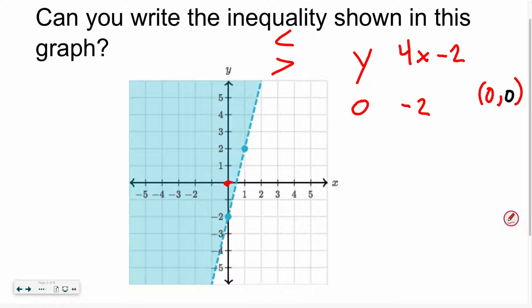So now, which one of these could we fill into this area to make this a true statement? Is 0 less than -2 or is 0 greater than -2? Yeah, 0 is greater than -2. So now we can take that, and what do you think we can do with it?